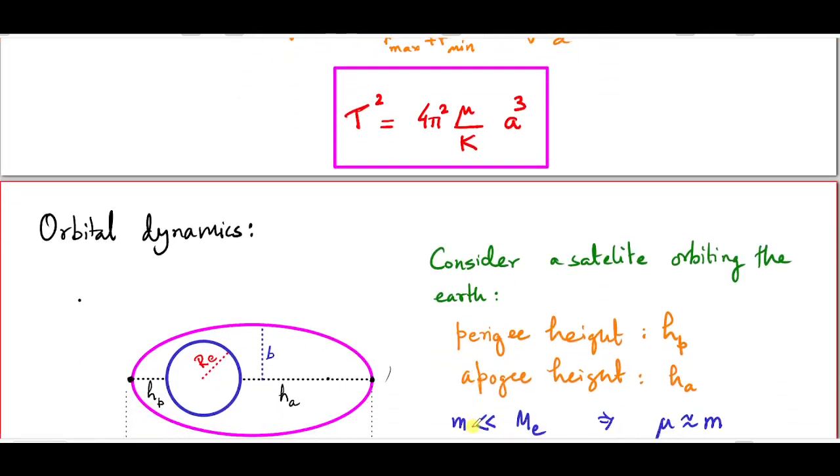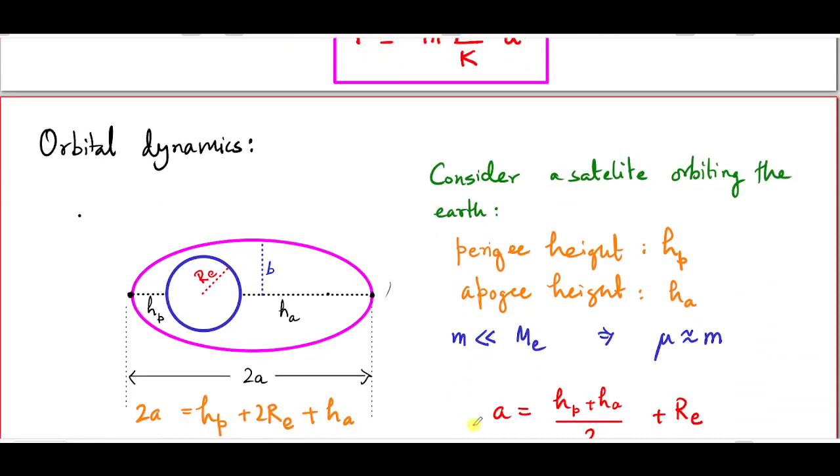Let us begin with a very simple situation. Just the basics. Let us consider a satellite orbiting the Earth, and the perigee height, the closest height from the Earth, we are calling HP. So this distance from the surface of the Earth to the perigee, this is HP, and the apogee height similarly is HA. Now, as is the case for all satellites, we can safely assume that the mass of the satellite is very much smaller than the mass of the Earth, so that the reduced mass small μ here is almost the mass of the satellite m.